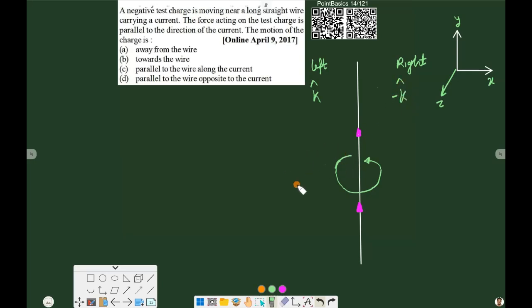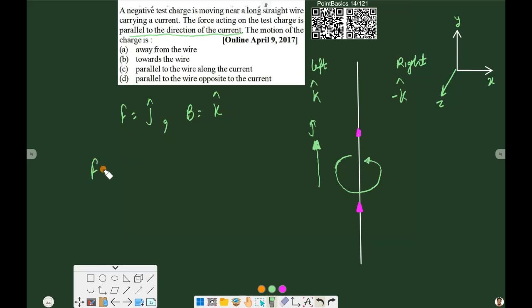So we have to choose one side. We are choosing that the particle is moving in some random direction on the left side, and the force acting on it is parallel to the direction of the current. So the force is in the, sorry, y direction. The force is in positive j, and the field is in positive k. We have to find out the velocity or motion of the charge.